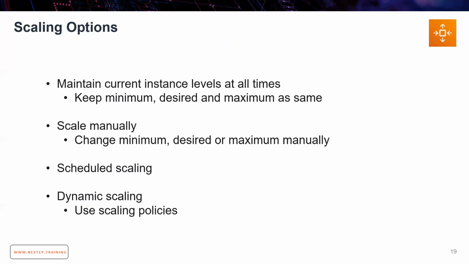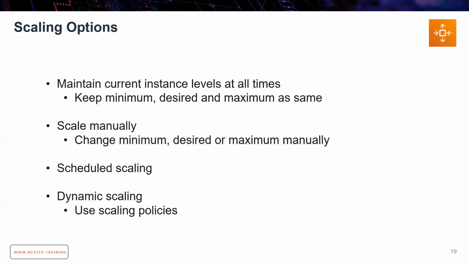With the target tracking policy, you can specify what your average CPU utilization should be. Let's say 50%. This works exactly like your thermostat. If it goes to 51 degrees, your AC will be turned on. If it goes to 49 degrees, your heat will be turned on. So it tries to maintain always at 50 degrees, right?